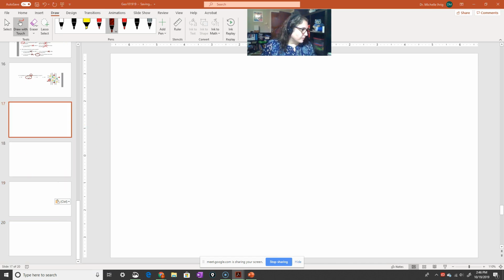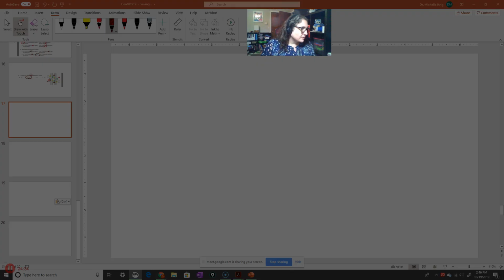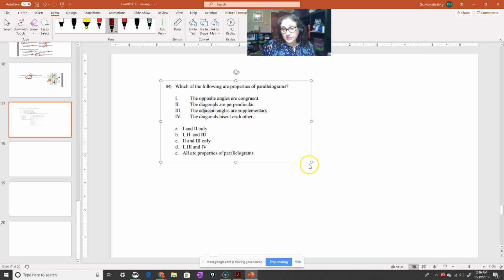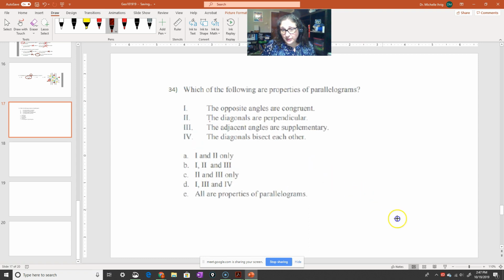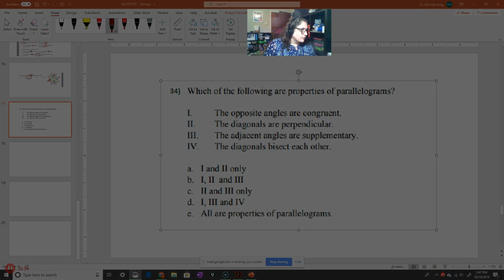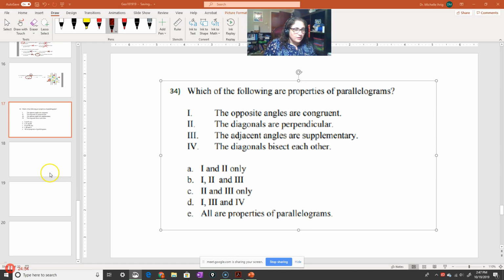Okay. Next, which of the following are properties of parallelograms? Okay, so remember, we do know that there's certain special qualities about right angles and about rectangles and about squares, but here we're exclusively looking at parallelograms. Hold on one second. Okay.